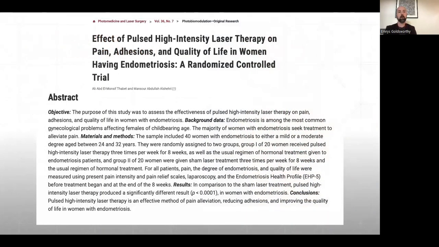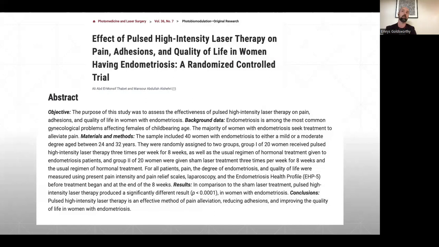Now, lastly, I want to talk about endometriosis. Now, in this study, a high pulse laser was used, and it was found to be extremely effective for pain alleviation, also reducing adhesions, improving quality of life in women with endometriosis. It was done on 40 different women, and their approach is not specific, even in the paper, but most of which is an overstim, not an understim. So it's not about reducing inflammation in its approach, it's about reducing pain. So that's the approach of this study.